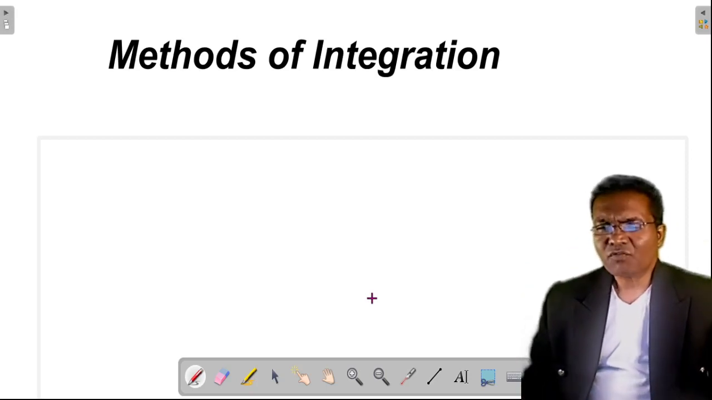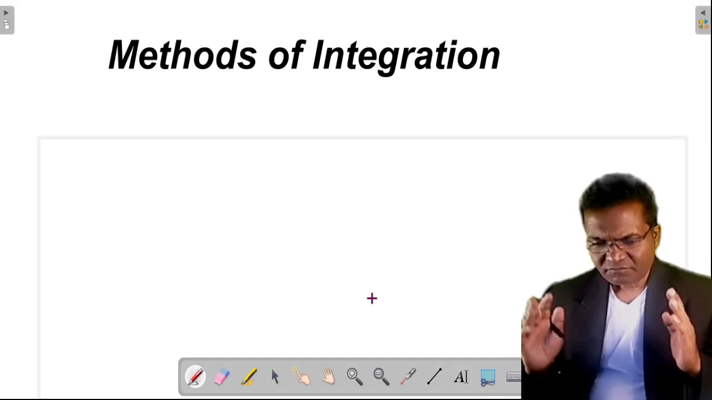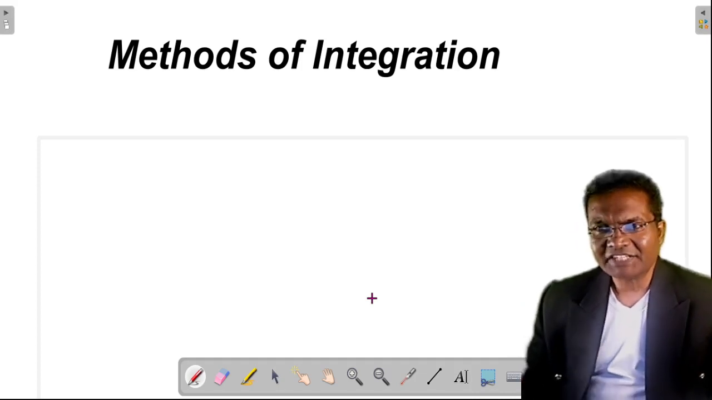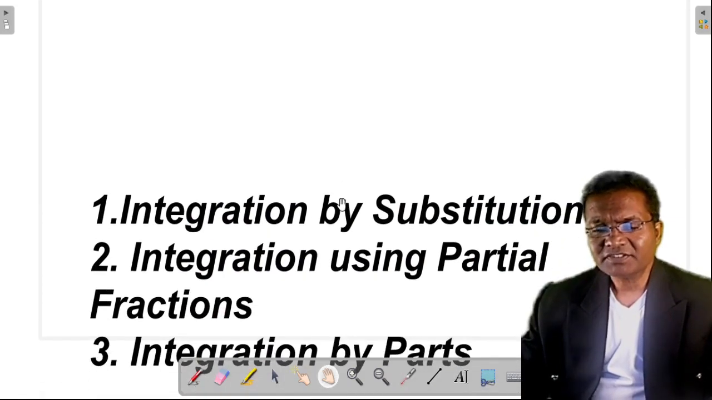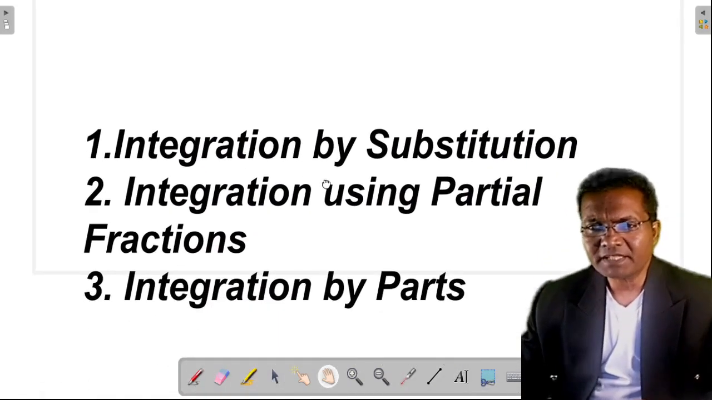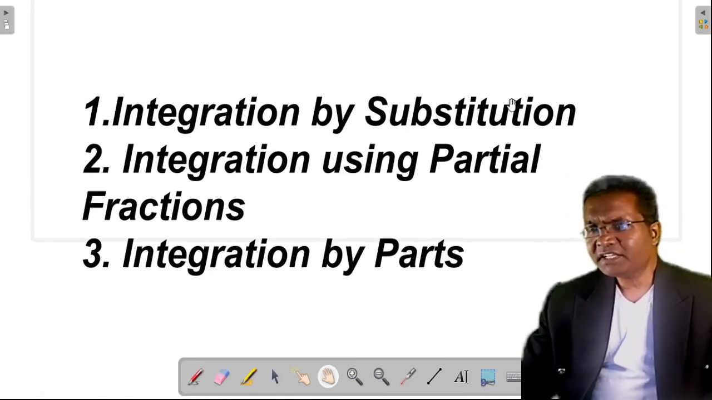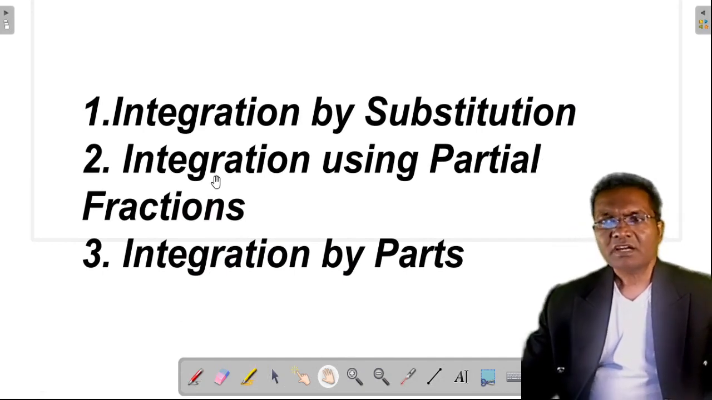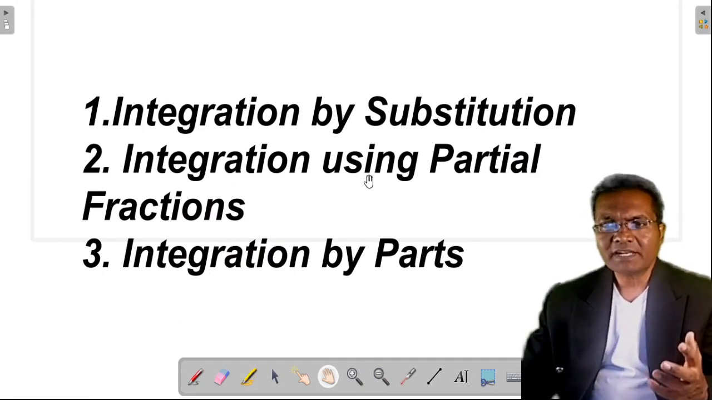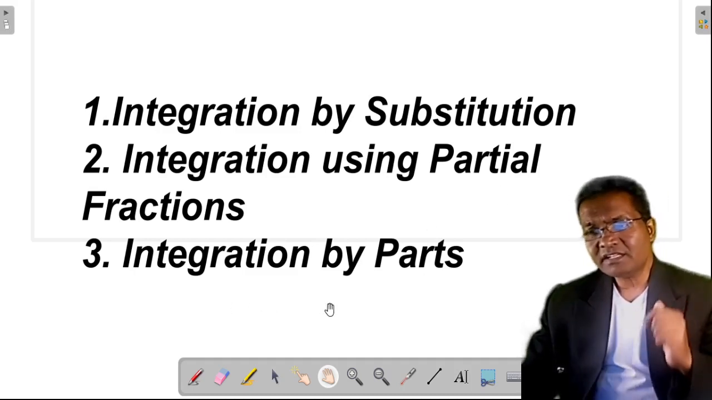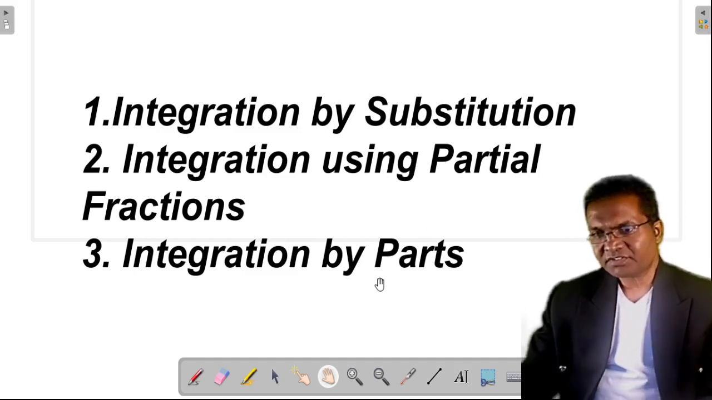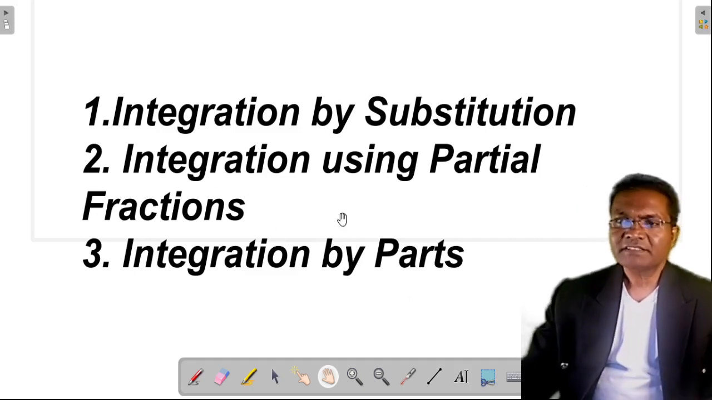In this session, we will be discussing methods of integration. Basically there are three methods that we are going to study in this chapter. The first one is integration by substitution. Next, we'll be studying integration using the partial fraction method and integration by parts. First we will be dealing with integration by substitution.